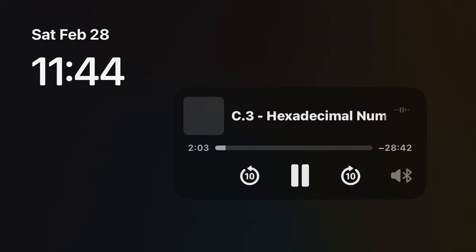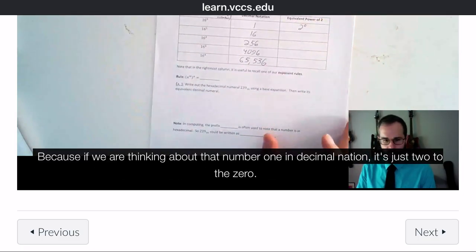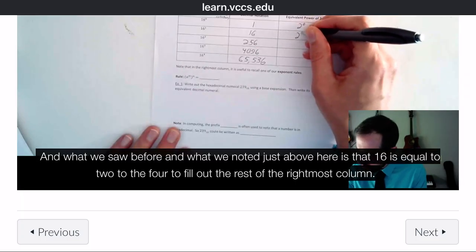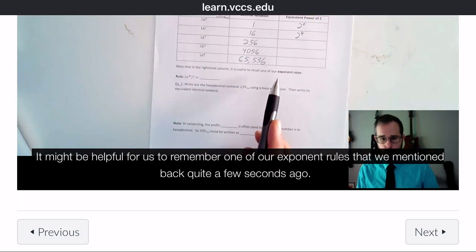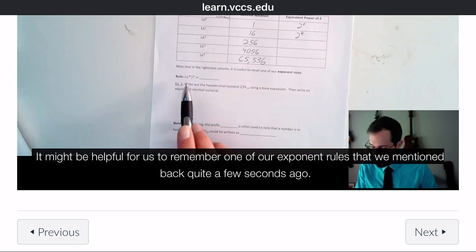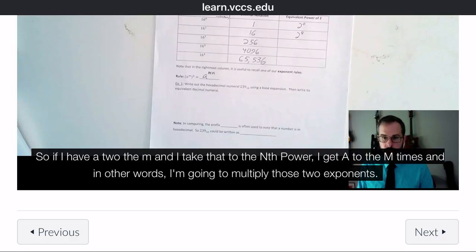Now, let's think about how to write that as an equivalent power of 2. Well, the first one is not particularly exciting, right? Because the number 1 in decimal notation is just 2 to the 0. And what we noted just above is that 16 is equal to 2 to the 4. To fill out the rest of the rightmost column, it might be helpful to remember one of our exponent rules that we mentioned quite a few sections ago. If I have a to the m and I take that to the nth power, I get a to the m times n. In other words, I'm going to multiply those two exponents.